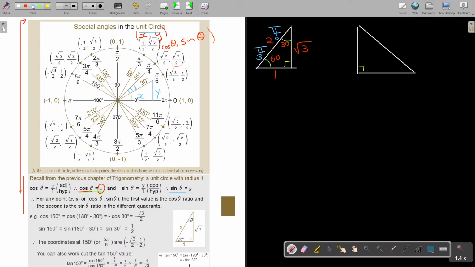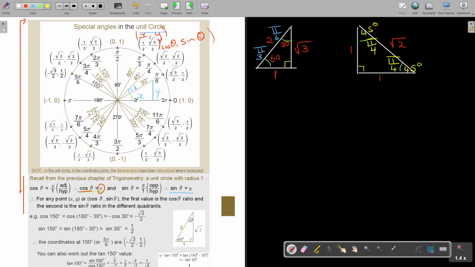Now, this one here, if it's isosceles, then it's 1, 1, square root 2. And then let's just write it in. This is pi over 4, or 45 degrees. And this is the same, 45, or pi over 4. This is your special angles.